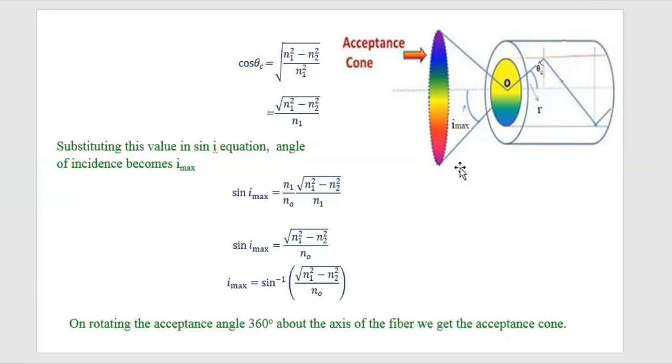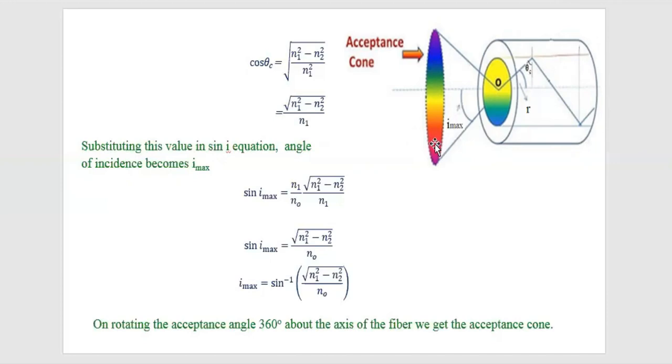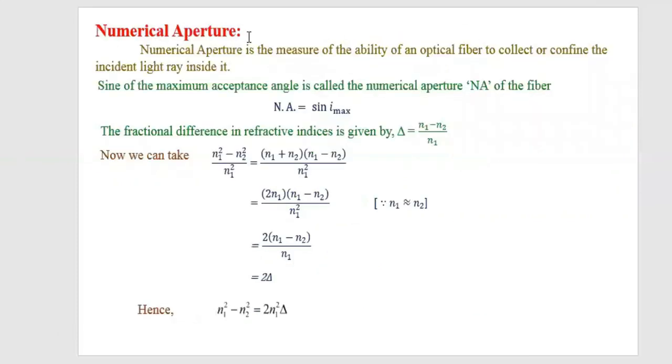This maximum angle is called the acceptance angle. If it is taken through 360 degrees around the normal, that is the axis of the core, it becomes a cone. That cone is called the acceptance cone. The light rays entering through this cone propagate through the core material, which is necessary for communication through light rays.